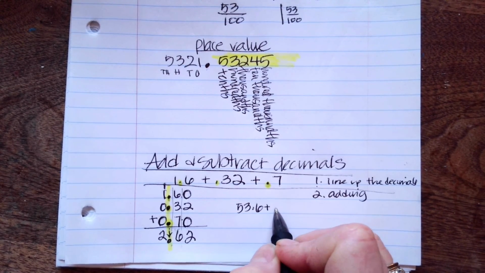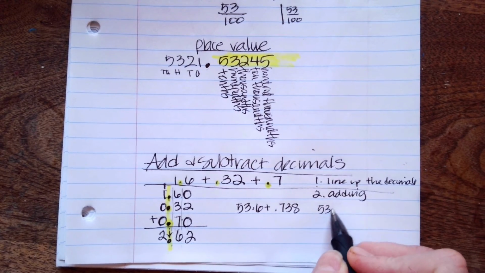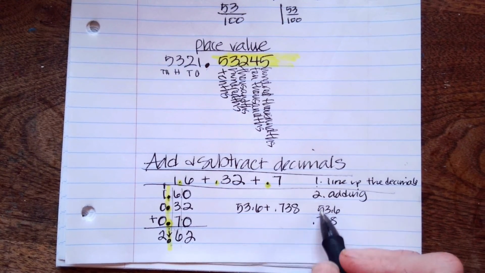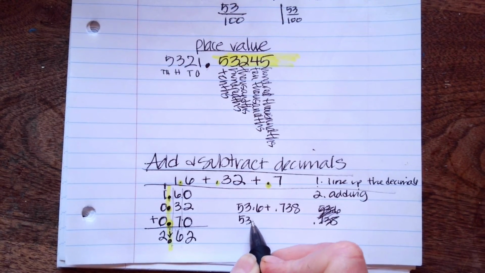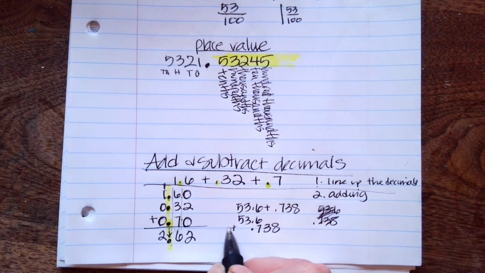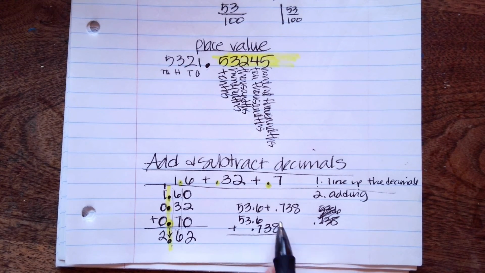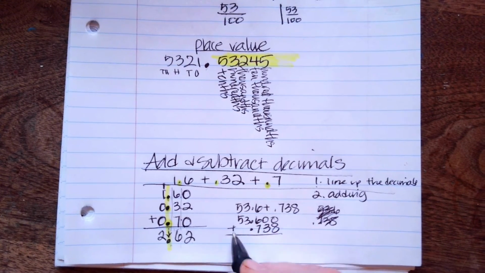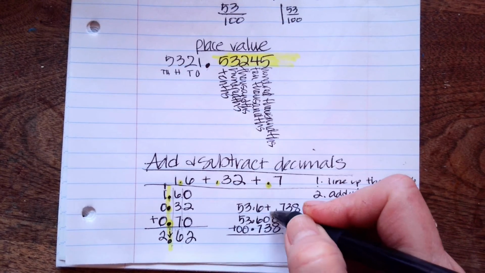53.6 plus 0.738. So instead of writing it like this, you're actually going to line up the decimals. So you're going to do 53.6, 0.738. So it looks crazy, right? Because we're used to always lining up the digits, but this we're lining up the decimals. And then because it looks crazy, I just fill in all the blank spots with 0 so that I don't get confused. And then I just do the addition.